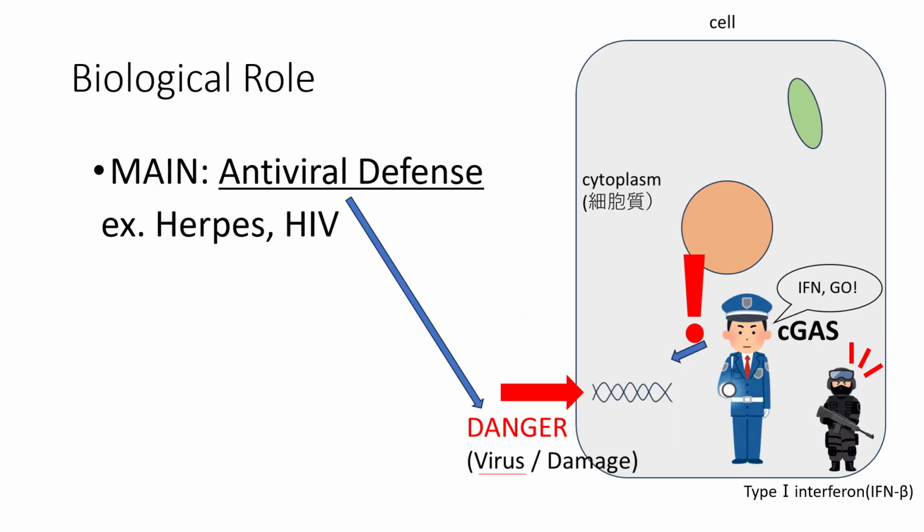Now let's talk about the biological roles. The main role is antiviral defense. The type 1 interferons produced in the previous step are the key players here. They are released from the cell to stop viral replication. This is how our body fights off dangerous viruses like herpes or HIV.